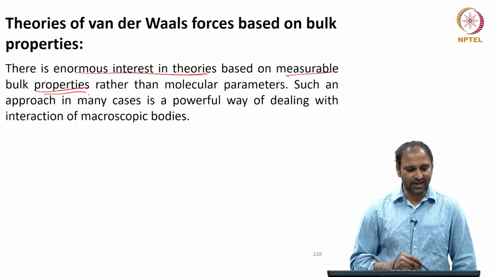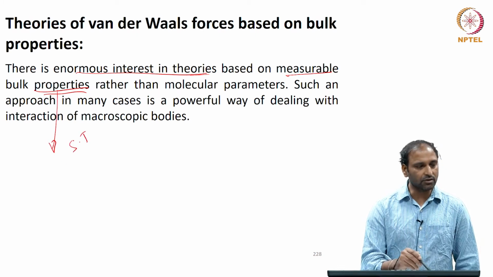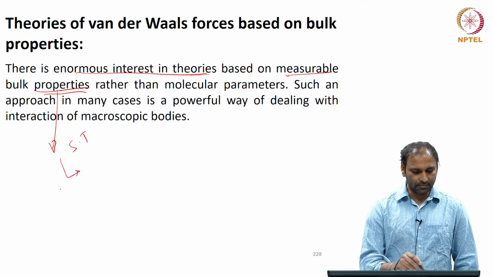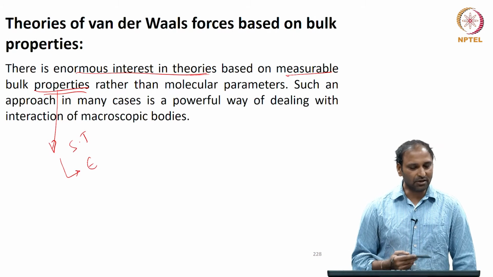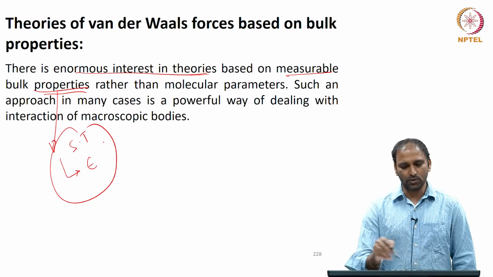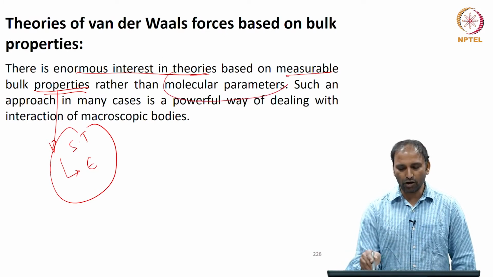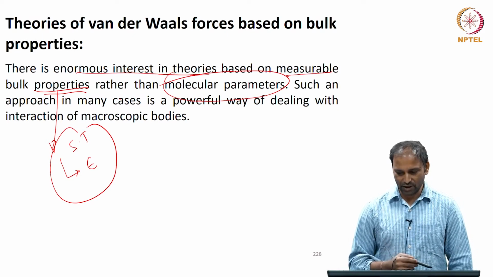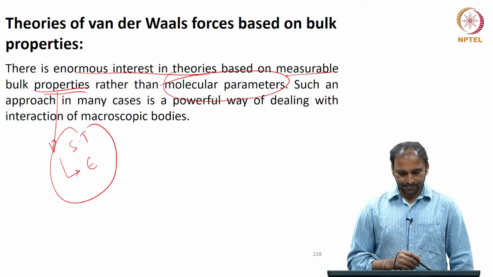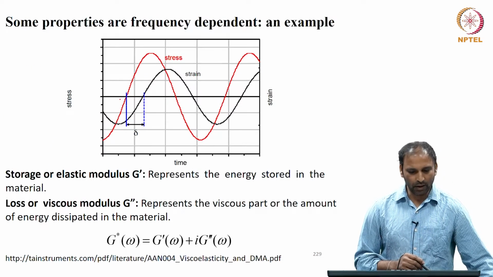When I say measurable bulk properties, I mean we are talking about properties like surface tension, and properties like dielectric constants and things like that. If I can measure certain bulk properties, and if I have a way of relating these bulk properties to the Hamaker constant or the Vanderwaals force of interaction rather than the molecular properties, then there is an interest in doing that because of the limitations that I have discussed so far. So, we are going to look at some of these theories one by one.